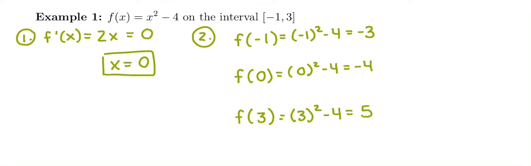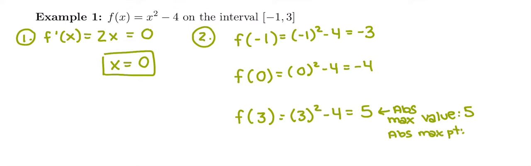So we're looking at our 3 y values, -3, -4, and 5. And we want to figure out which ones are the absolute max and which is the absolute min. So first of all, this is our absolute max. Our absolute max value is 5. If it says absolute max point, we would write 3, 5. So value just means type in a y value or write in a y value. Point means write it as x, y.